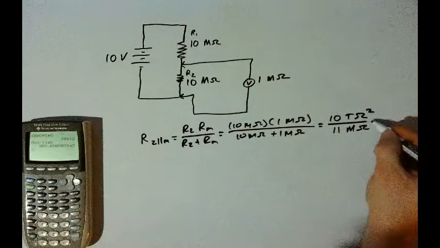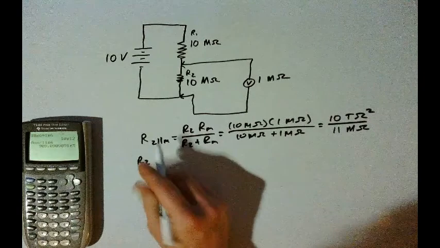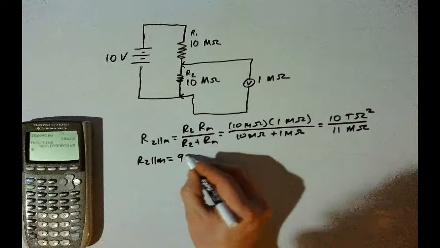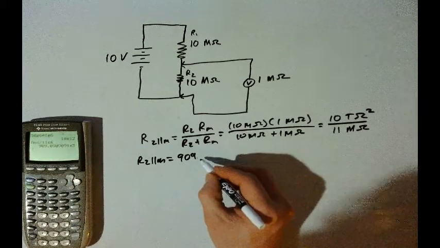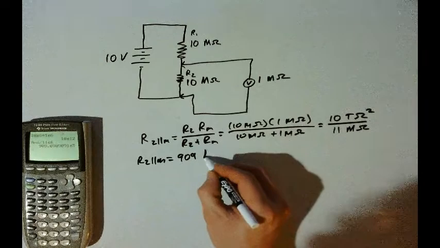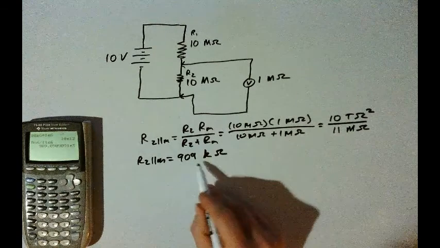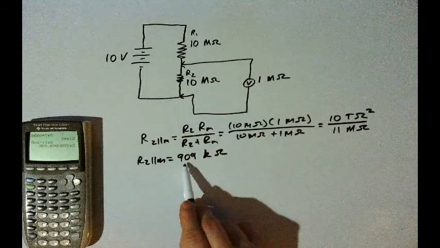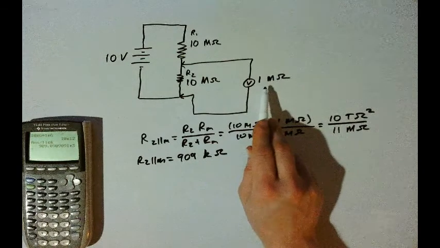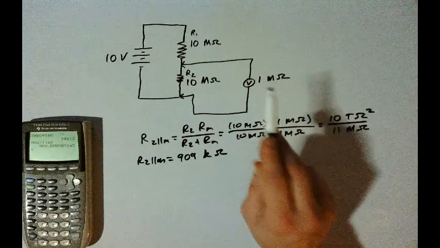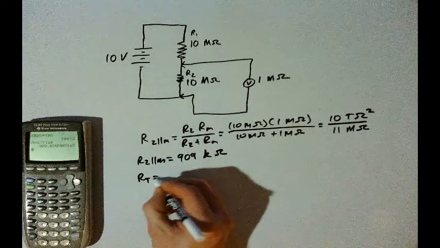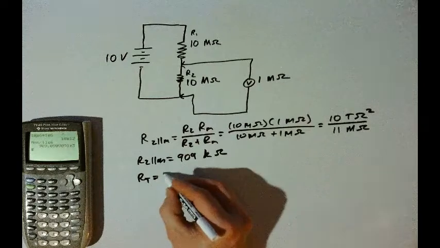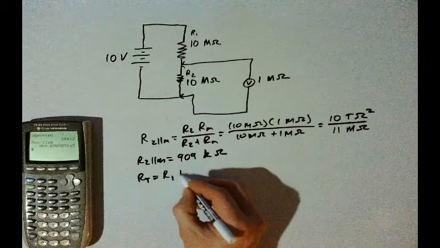So slightly less than 1 mega ohm, right? When two resistors are in parallel, the total resistance should be less than the smaller of the two resistances. And so now the total resistance will be R1 plus R2 in parallel with the meter. R1 is 10 mega ohms, and we will add to that 909 kilo ohms. And so when we add these together, we're going to get 10.909 mega ohms. Right, so that's the total resistance of the circuit.